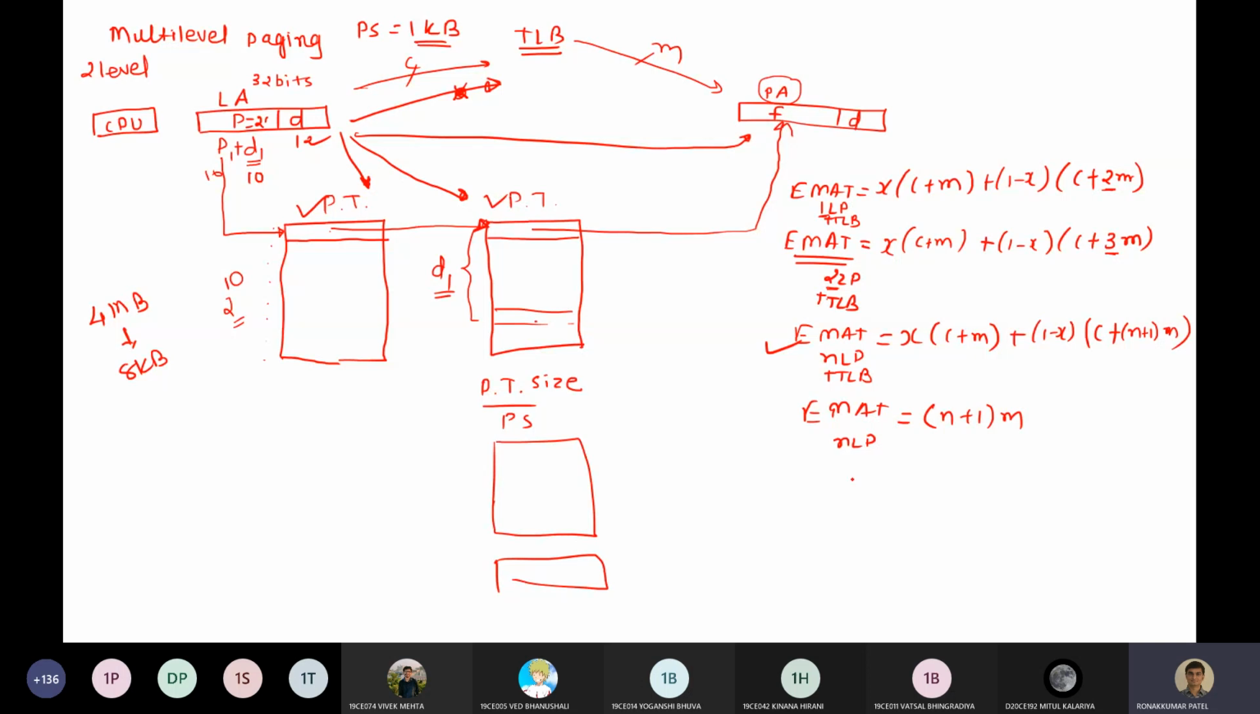And if your hit ratio is very low, then there is no use of the TLB. It will perform worse. But most of the time that will not happen, because your OS will increase your hit ratio. It will store data in such a way that it increases the hit ratio. Okay, any doubt in this, then tell me.